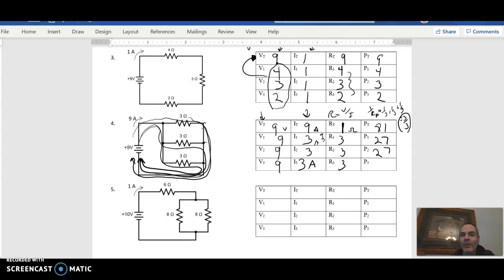Holy crap, 3 there. And the last one, 9 times 3. Okay, we have 5 more minutes, and the last one is a combination circuit.